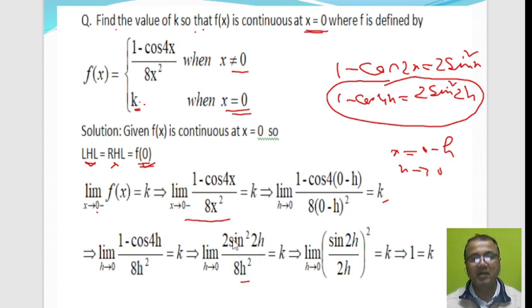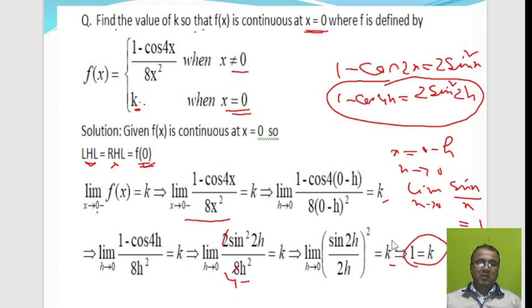After simplification, 2 will cancel with 4 times. Now you can write it in whole square form like this, isn't it? So limit of h tends to 0 of sin 2h by 2h whole square. Now there is already one property: limit of x tends to 0 of sin x by x. What is the value of sin x by x? That is equal to 1. So here also this must be equal to 1 only. So k, you are getting, is 1 only. The value of k is 1.